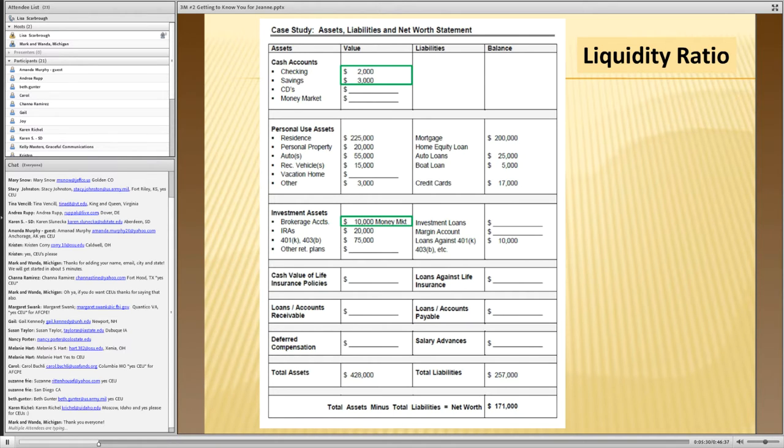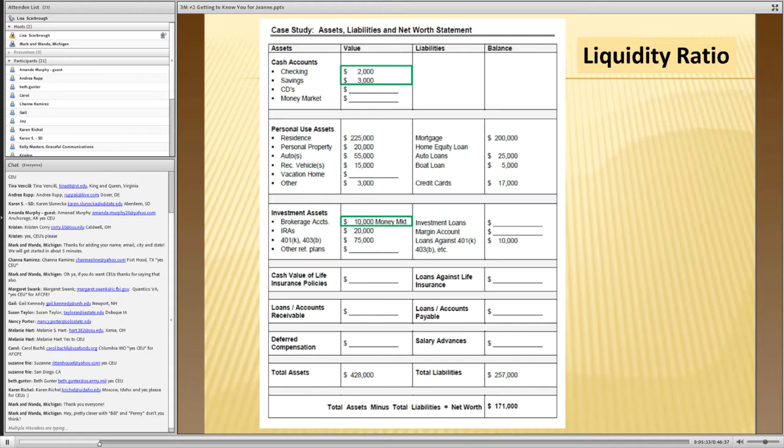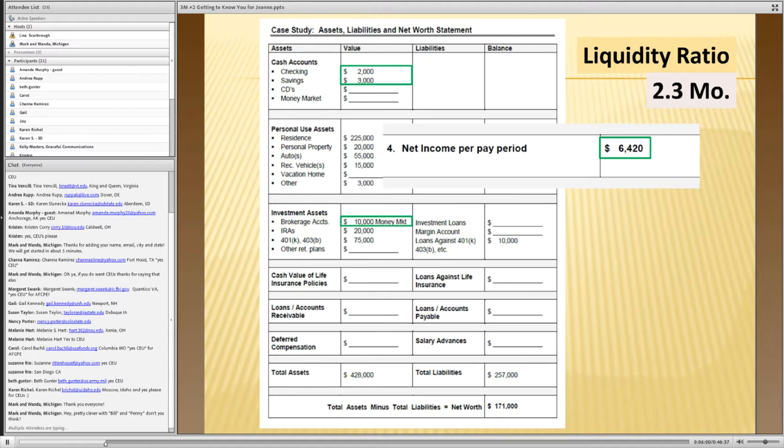And let's look at ratios. First, the liquidity ratio. How much money do we have to where we could get our hands on it, either right now or within 24 hours? And so when we look at their income and what they're spending, which is around $6,400 a month, and we look at their assets, liabilities, and net worth statement, and we see $5,000 in cash accounts, and we see $10,000 in a brokerage account money market, we see that they have a liquidity ratio of 2.3 months. In other words, that $15,000, if they're burning $6,400 a month, would last 2.3 months.